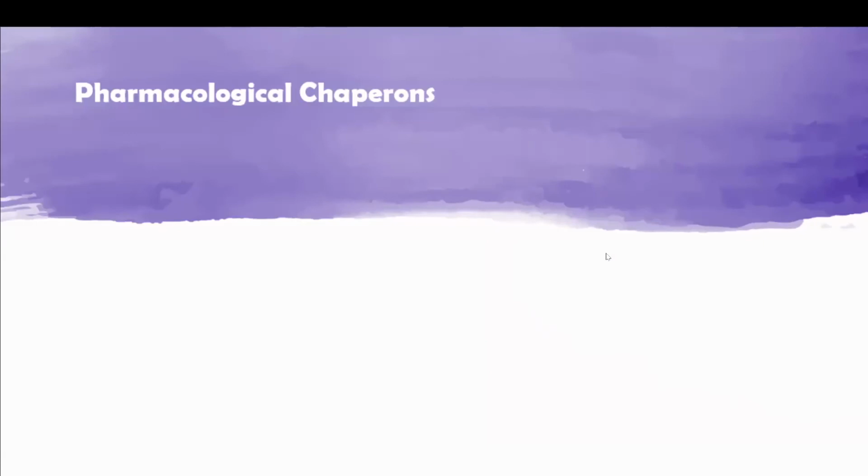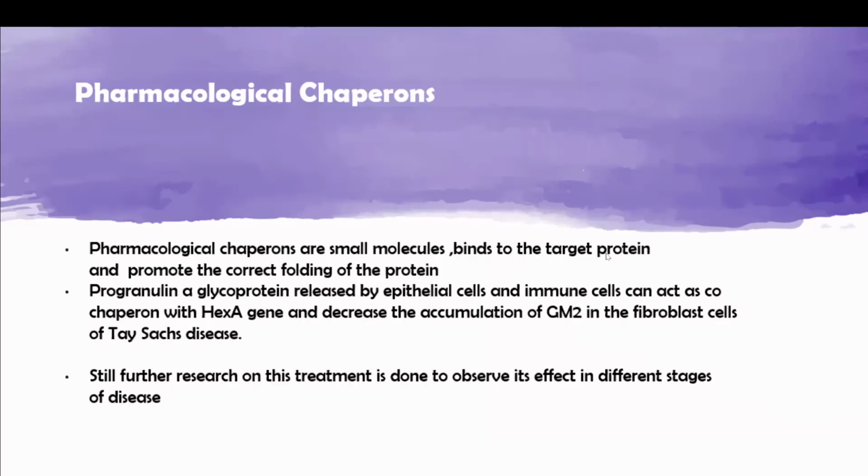Another treatment method is pharmacological chaperones. Pharmacological chaperones are small molecules that bind to the target protein and promote the correct folding of the protein. Pyrimethamine, a pharmacological chaperone, increases the activity of the HexA gene in Tay-Sachs disease but does not have any effect on the central nervous system.